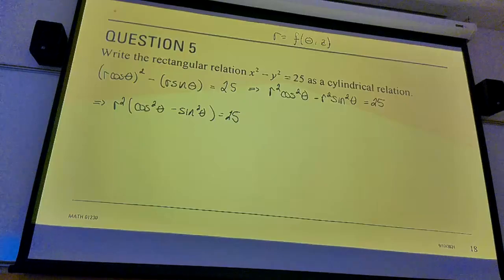How can we simplify cosine squared of theta minus sine squared of theta?